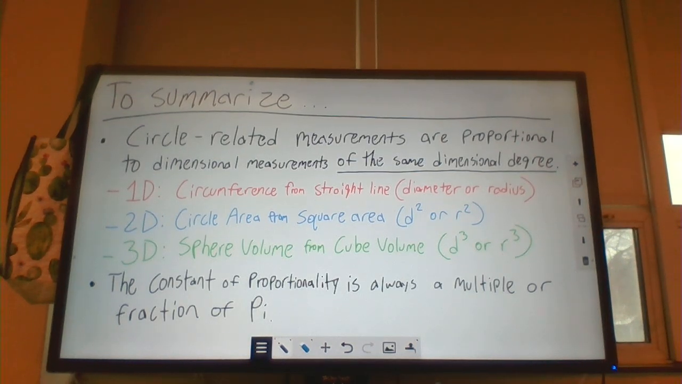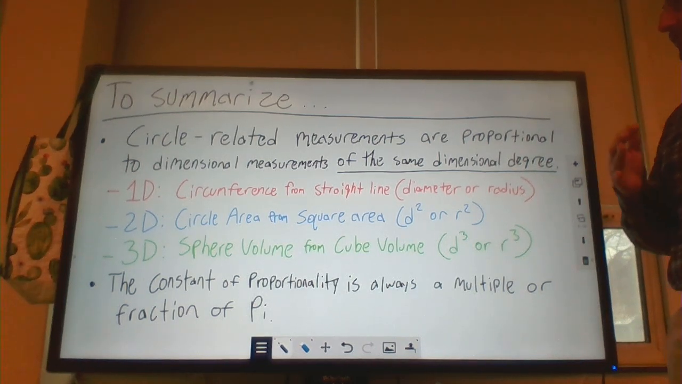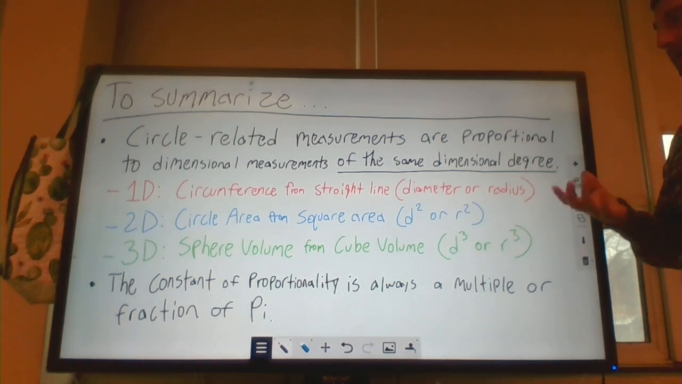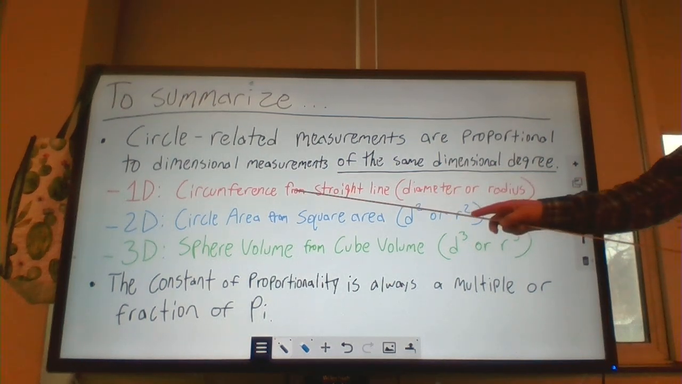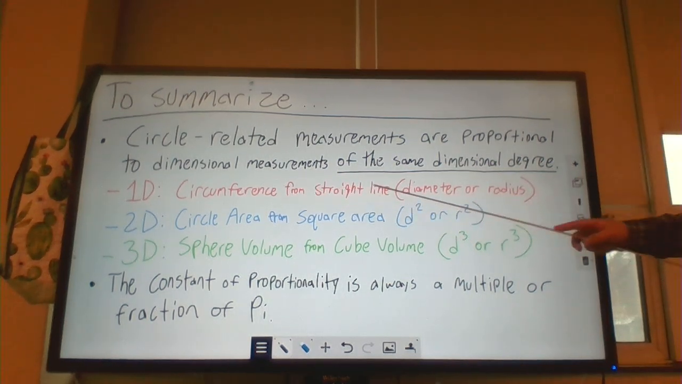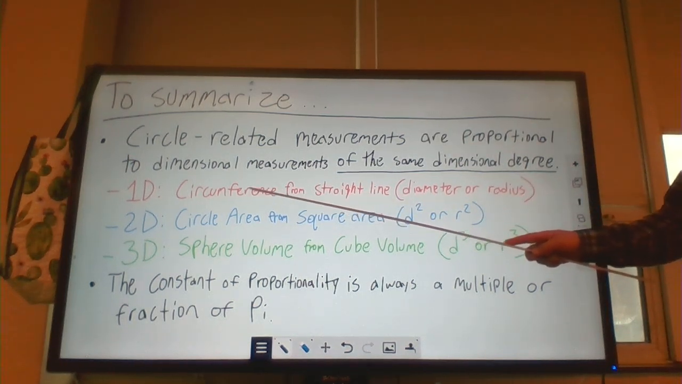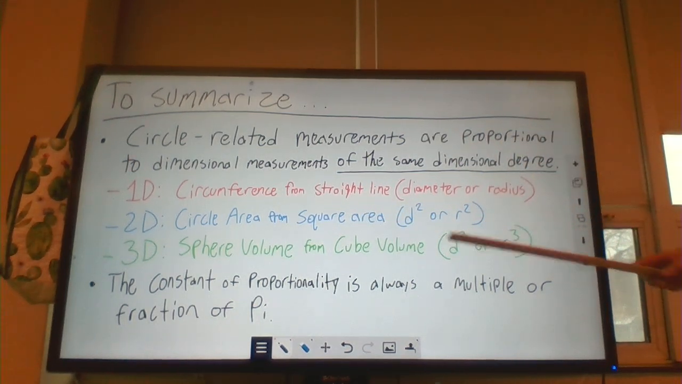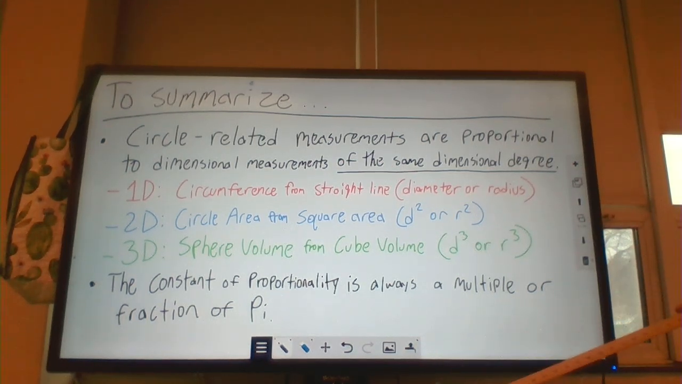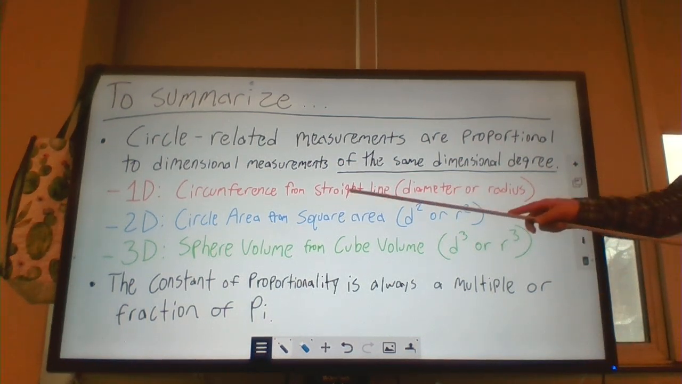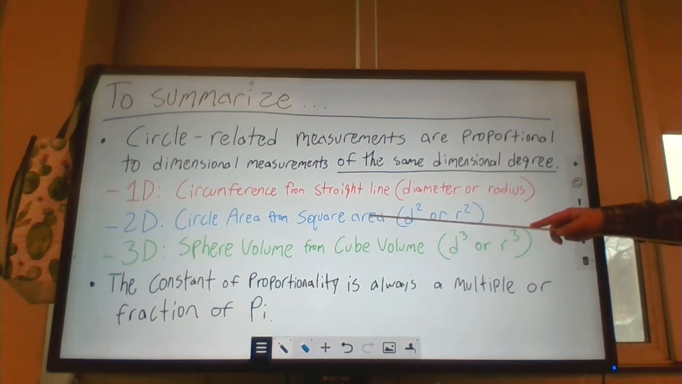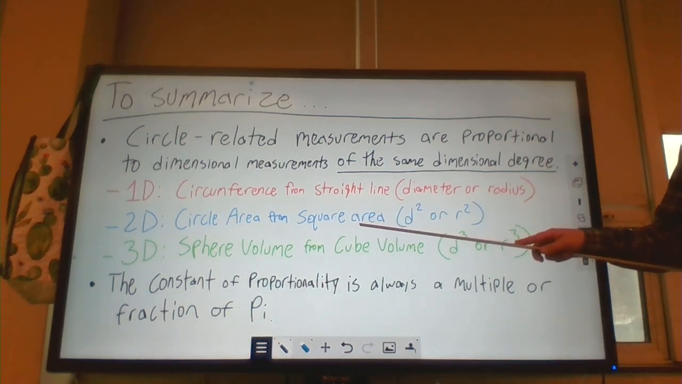So to summarize, circle-related measurements are proportional two-dimensional measurements of the same dimensional degree. So what I'm saying is that we have to consider what dimension we're in. If we're finding a one-dimensional measurement, then the constant of proportionality comes from another one-dimensional measurement. However, if we're looking for an area of a circle, then we need to start with an area of a square.